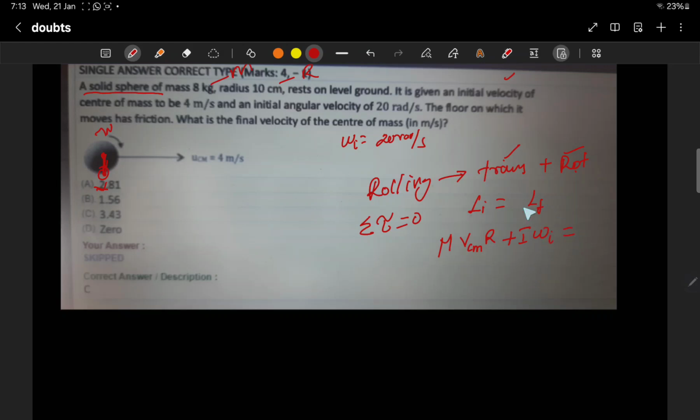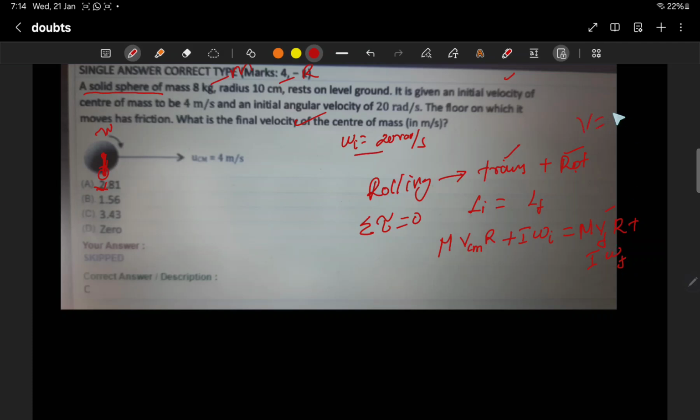Okay, so initial angular momentum should be equal to final angular momentum. There will be a final translation. How much is the final translation? The same m, the same v, but that is your final velocity. That is what they are asking. What is the final velocity of the center of mass? So vf into r. So this is for translation. And for rotation, what will we have? We will have I omega f. Here we need to find vf. We do not know omega f; in the question only omega I is given. So we can convert this also in terms of vf.